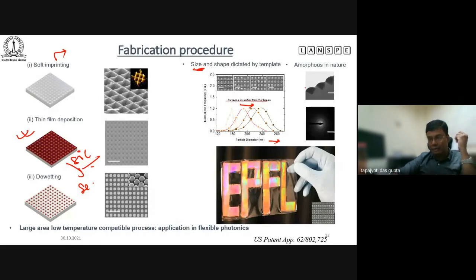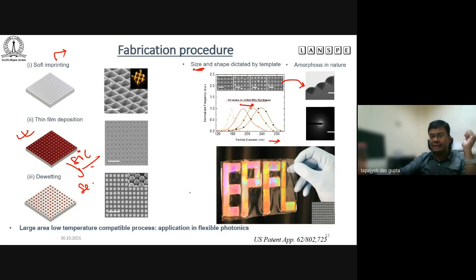The second point that I would like to always mention: these particles are amorphous in nature. This is our TEM dark field pattern, and you see that they are amorphous. That means they don't have any scattering losses arising from polycrystallinity or crystalline facets, and so they are a very good material for photonic applications.